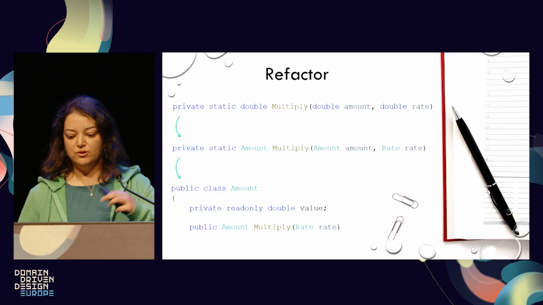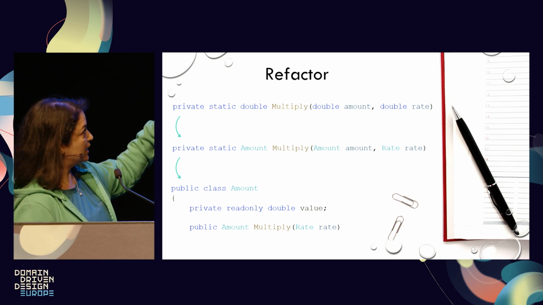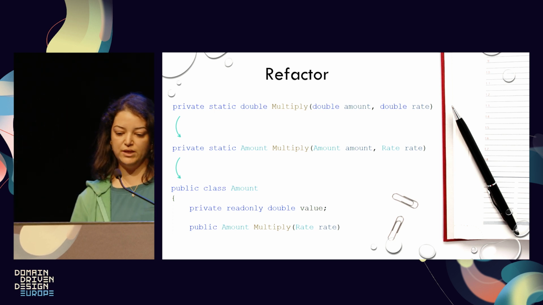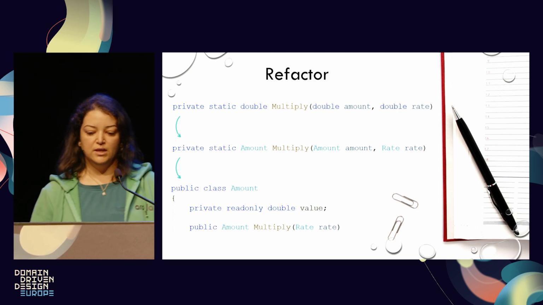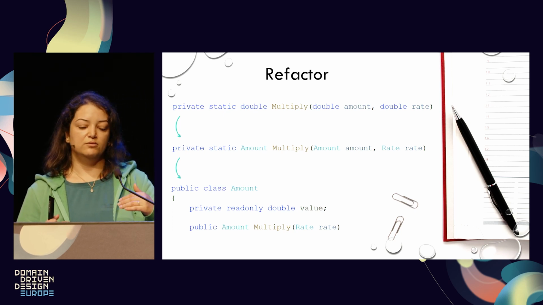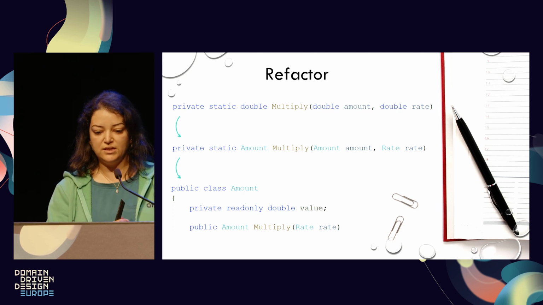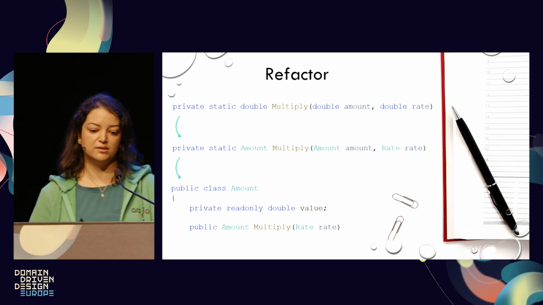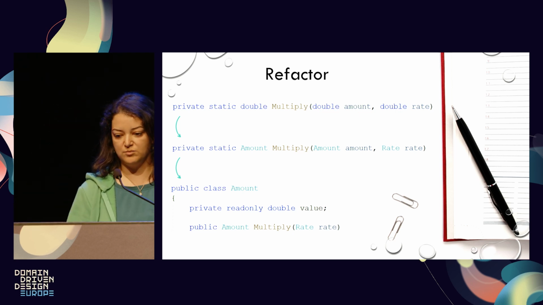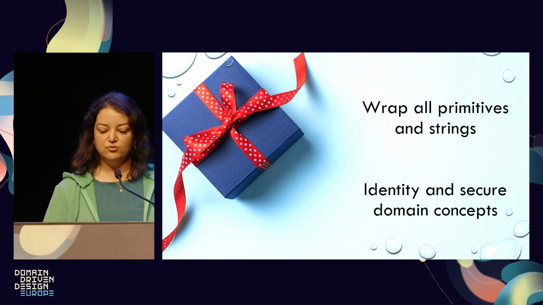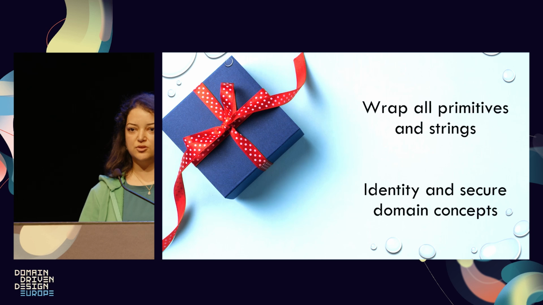So when we introduce value objects, here I present some steps of refactoring. We can transform the double to a value object, like amount and rate. And we will find that the multiply method, which was static, can be moved to the amount class. So here we are moving some behaviors inside the classes themselves. So this rule of wrapping all primitives and strings can help us to identify and secure our domain concepts. Okay?